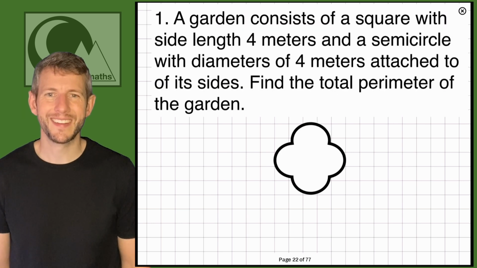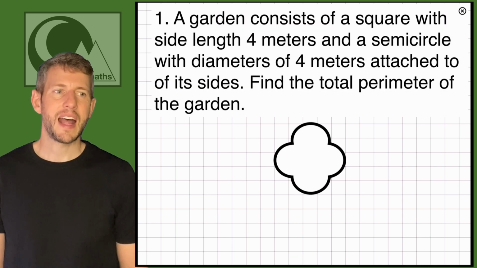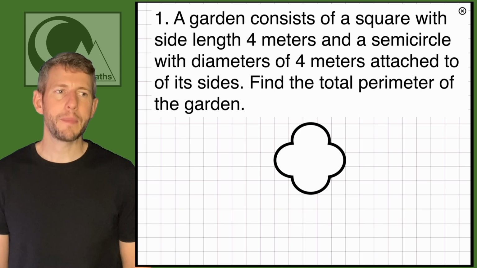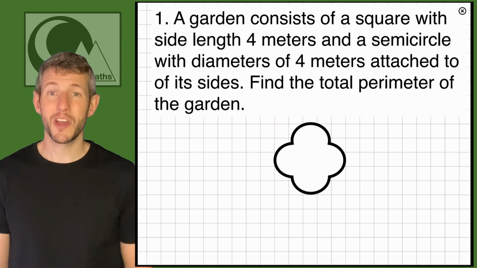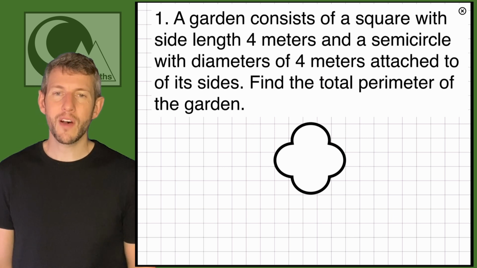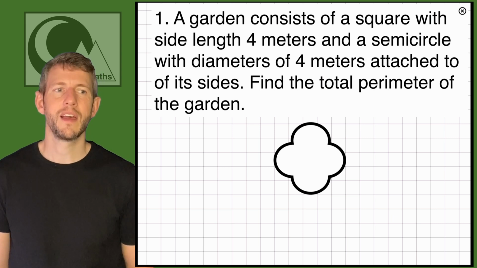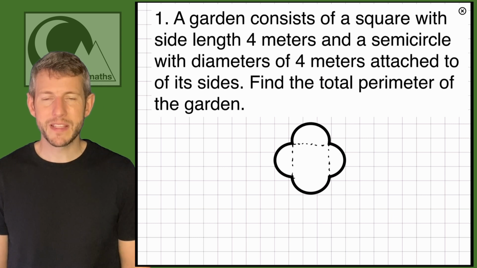So question 1 says, a garden consists of a square with side length 4 metres and semicircles of diameter 4 metres attached to each of its sides. Find the total perimeter of the garden. Right, okay, so we can see from that description that in the centre of this shape there is a square. We know that the side lengths of the square are 4 metres, and we also know that those 4 metres represent the diameter of these semicircles.